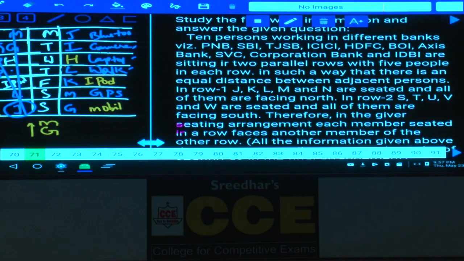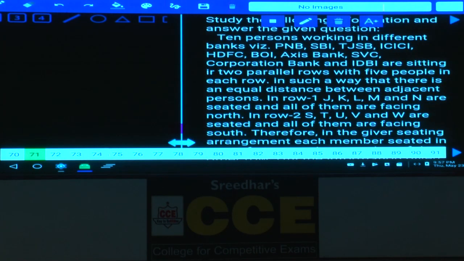And in row 1, J, K, L, M, N, and all of them are facing towards north, and in row 2, S, T, U, V, W, and they are facing towards south. Done? Hence in total, tell me how many persons are there? We have 10 persons, 5 in the first row, 1, 2, 3, 4, 5, and another 5 persons in the second row. Now tell me who are the persons in row 1? In row 1, JKLMN, facing north, and STUVW facing south.